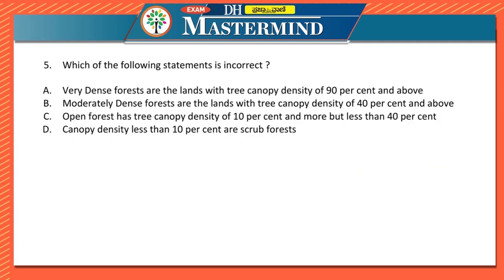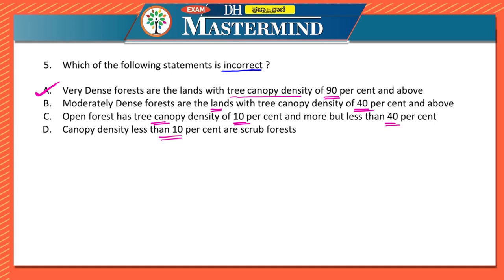Which of the following statements is incorrect? So the first statement says that very dense forests are the lands with tree canopy density of 90% and above. Moderately dense forests are the lands with tree canopy density of 40% and above. Open forest has a tree canopy density of 10% and above, but it has less than 40%. Canopy density of less than 10% are scrub forests. Here the answer is A.